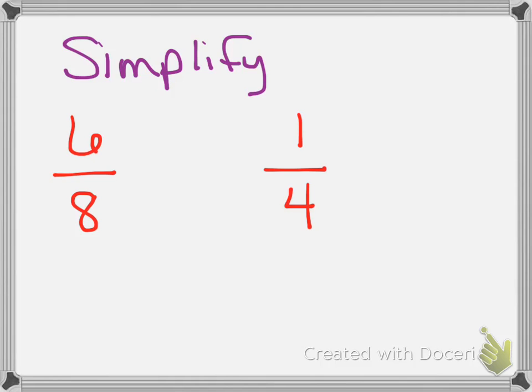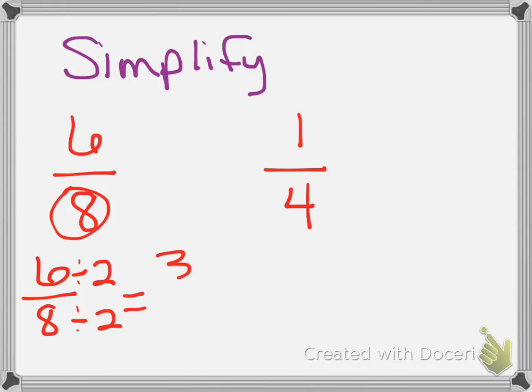The next method, if they see that one of the fractions could be simplified, it might help. So I'm going to take 6/8 and I want to simplify it because I see that if I divide this by 2, it's going to give me a denominator of 4. So 6/8, and I'm going to divide the top and the bottom by 2, which gives me 3/4. Much easier to compare 3/4 and 1/4, and I know that 3/4 is greater than 1/4, therefore 6/8 is also greater than 1/4.